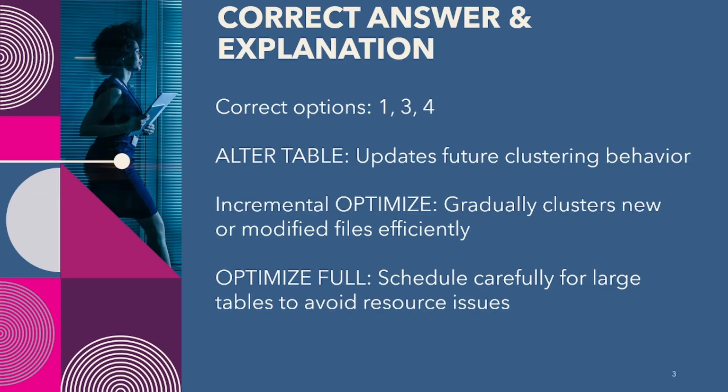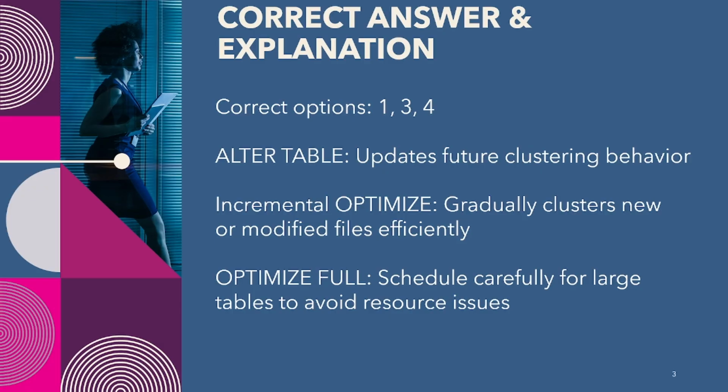Next, option 3, use incremental optimize for new and modified data. This is one of the golden rules of liquid clustering. Incremental optimize focuses only on new or modified files. It gradually enforces your new clustering keys without touching the entire table at once. It's efficient, it's safe, and it aligns perfectly with Delta Lake best practices. This is exactly what you want for ongoing operations.